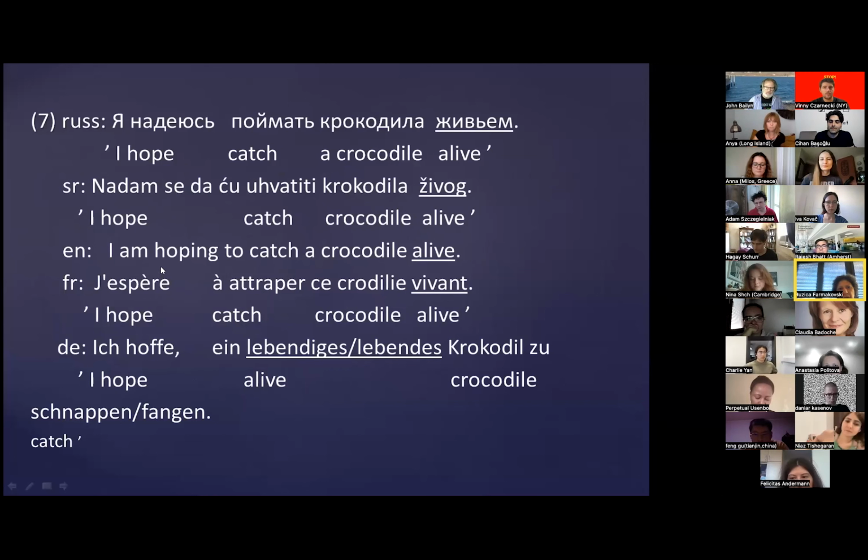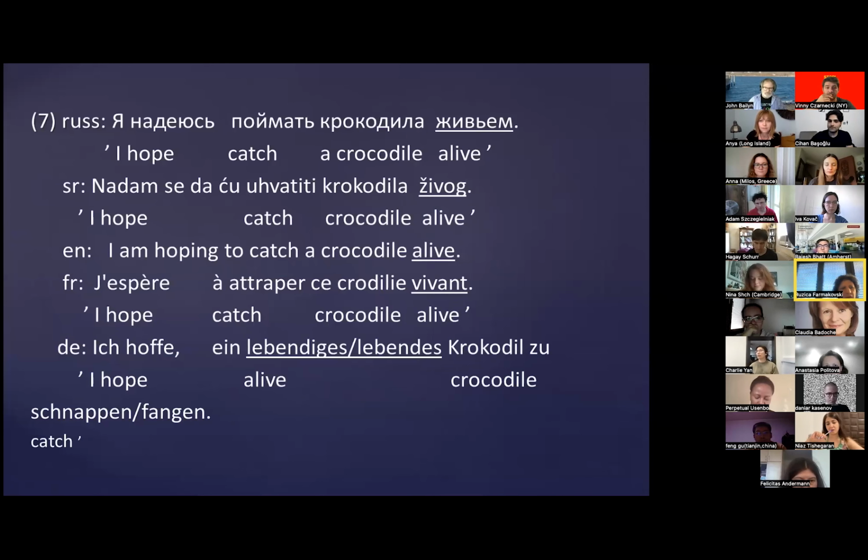For some examples, I got a match. For example, I'm hoping to catch a crocodile alive. In all 5 examples, we have adjectives. So we could see that cross-linguistically there are some different types of small clauses, but there are also some similarities.